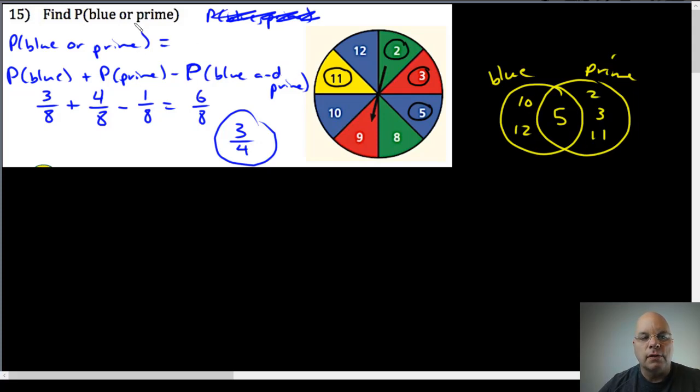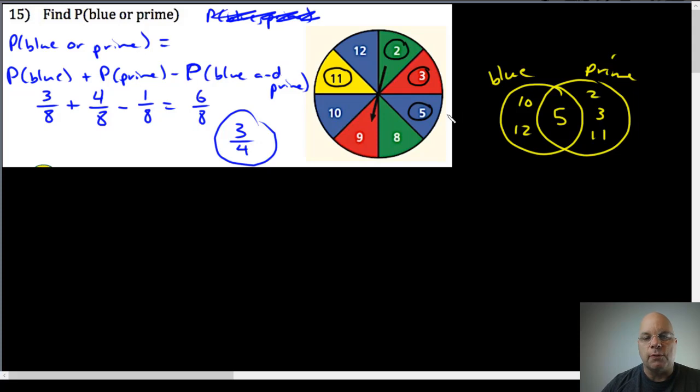When it says or, it's talking about the union of this Venn diagram. It's this or that. So 10 is blue or prime, 2 is blue or prime, 5 is blue and prime, but it's also blue or prime. So anything in here, so there are 1, 2, 3, 4, 5, 6 favorable outcomes out of a total of 8 possible outcomes. So that's another way to get to this 6/8.